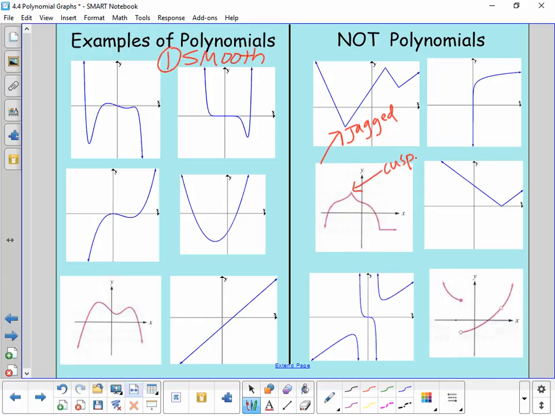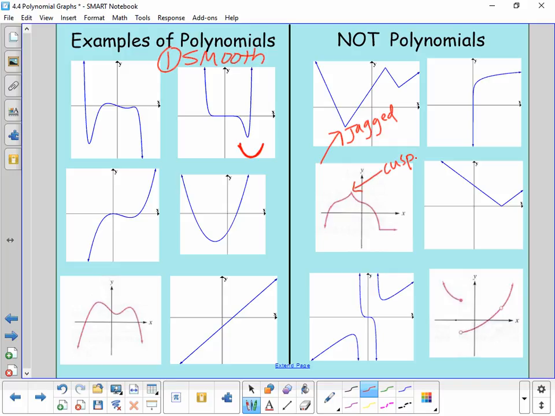They are smooth. Sometimes it looks like maybe this is getting to be a little bit jagged, but if you zoomed in on that and were able to make that small part of the graph bigger, it would actually be a very, very smooth curve down there. So they are smooth and curvy.